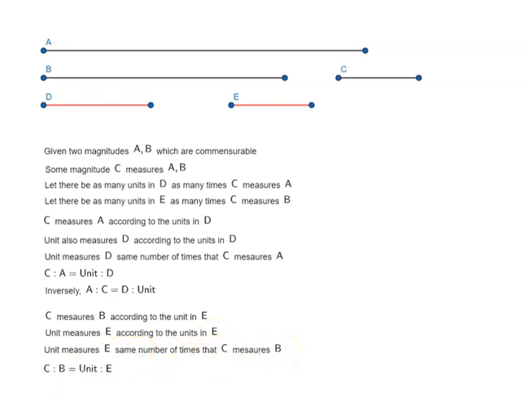Again we can write it in proportional form. C is to B as unit is to E. We can write these two statements, A is to C equal to D is to unit and C is to B is equal to unit is to E. We can combine it and say A is to C is to B is equal to D is to unit is to E, which means ex aequali we can say A is to B is equal to D is to E. So we have equated the ratio of two magnitudes to the ratio of two numbers.